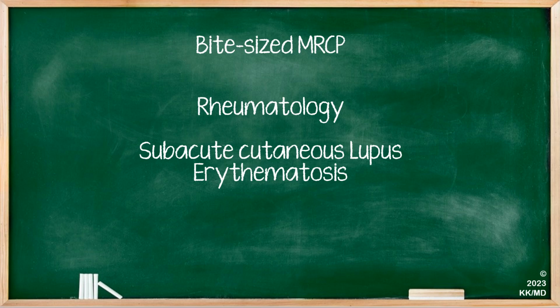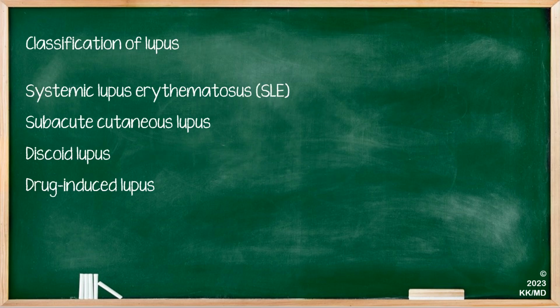Which is on subacute cutaneous lupus erythematosus, which is under the section of rheumatology. So if you recall correctly, we talked about different classification of lupus. We mentioned that systemic lupus erythematosus, or SLE, is the disorder that is frequently referred to as lupus. However, technically speaking, the other three categories of lupus are subacute cutaneous lupus, discoid lupus, and also drug-induced lupus. And we're going to be talking about subacute cutaneous lupus for the purpose of this talk.